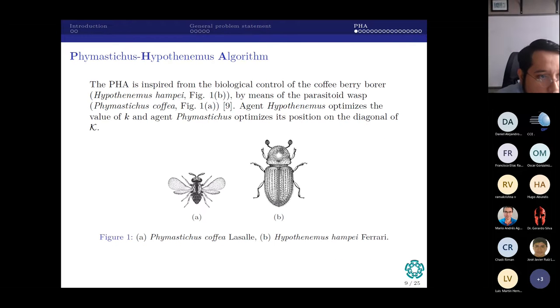Okay, this is the algorithm, the Phymastichus-Hypothenemus algorithm. This algorithm is inspired by the biological control of the coffee berry borer. The coffee berry borer is controlled, biological control, by means of the parasitoid wasp Phymastichus. The agent Hypothenemus optimizes the volume of the control gain. This is the task for this agent. And the Phymastichus optimizes its position in the diagonal K. That is to say, the optimization problem consists in a nonlinear, multicriterial and combinatorial problem.